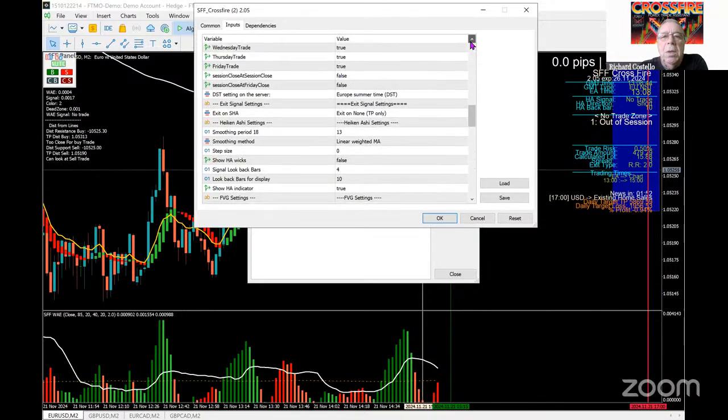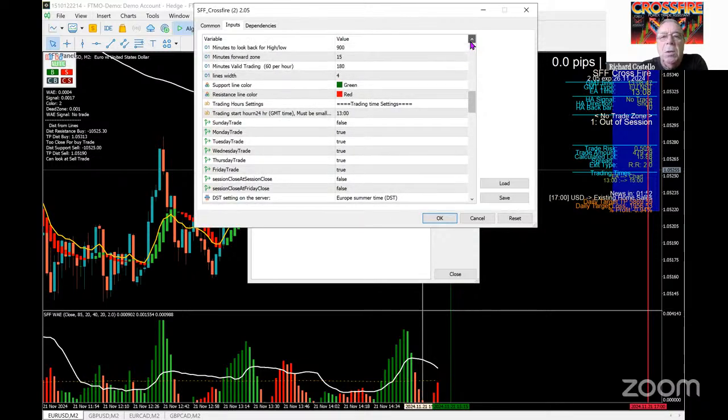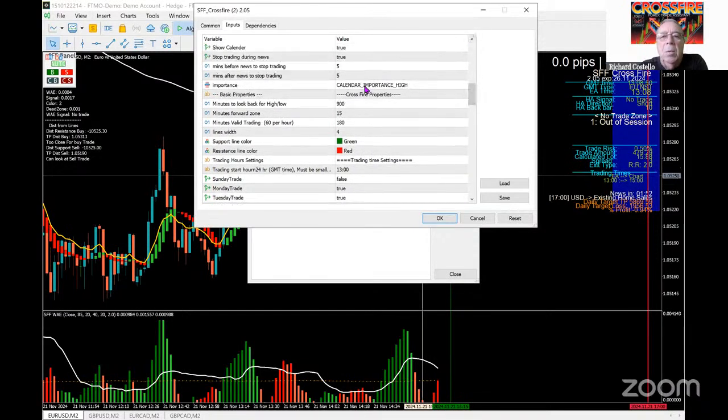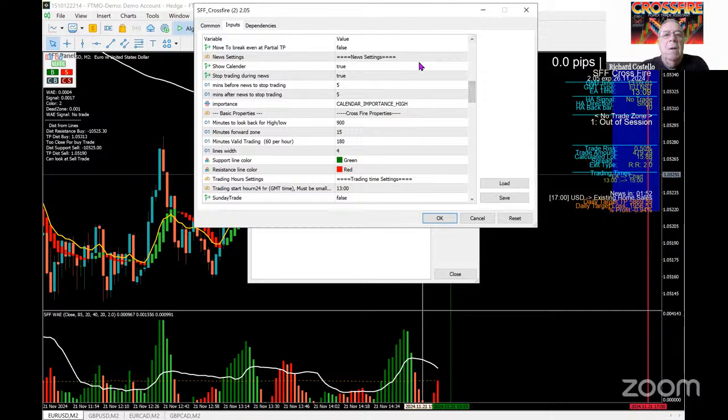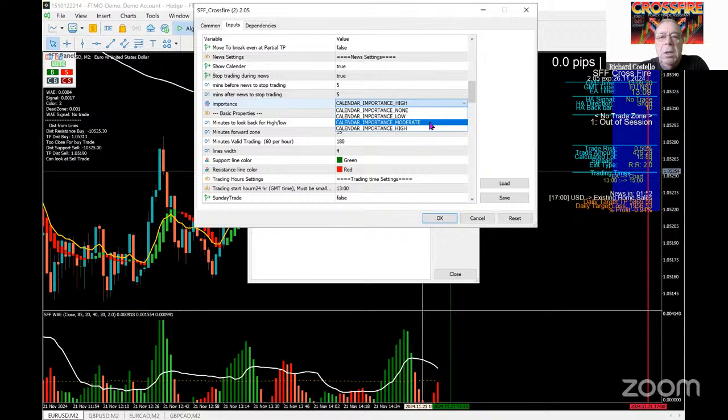If I go to the news settings, so calendar importance, there we go, news settings. I'm asking my trading assistant to show the calendar. I'm asking it to stop trading from 5 minutes before the news to 5 minutes after the news, but only on high impact news. Now, if I double click on that, I get a drop down menu, and I'm able to change that to moderate. And I just want to see if this works.